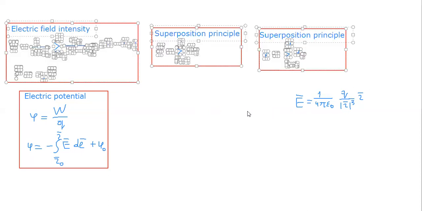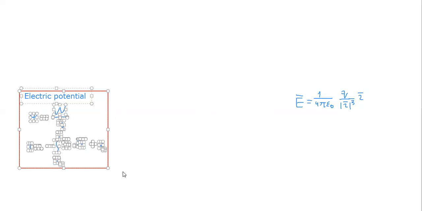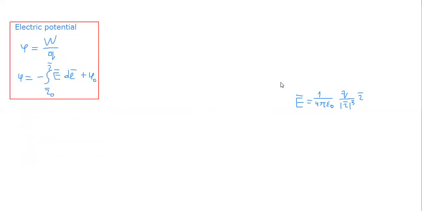This is a vector of electric field intensity, but I want to find the electric potential of a point charge, because electric field intensity is a vector value, and electric potential is a scalar value, and a scalar value is simpler to deal with, so it is more useful.